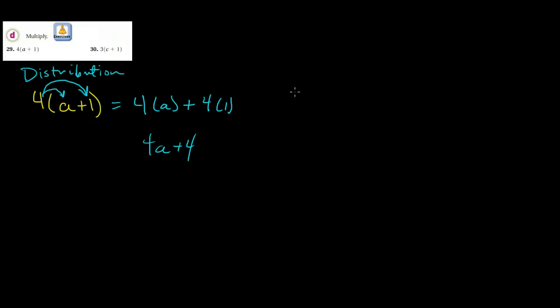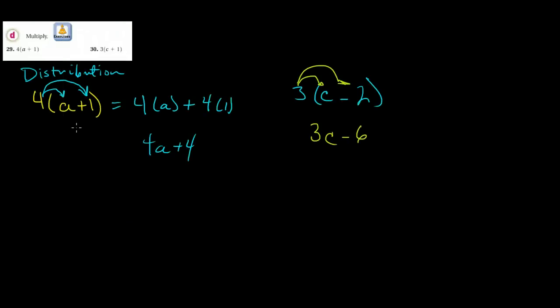It works the same whether it's addition or, let's do this as subtraction, c minus 2. When I distribute my 3 to the c and my 3 to a negative 2, I get 3 times c, which is 3c, and a positive 3 times a negative 2 gives me a negative 6. That's distribution. We'll call this the distributive law.